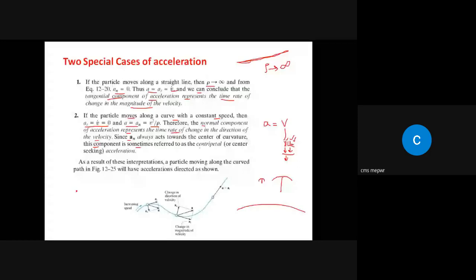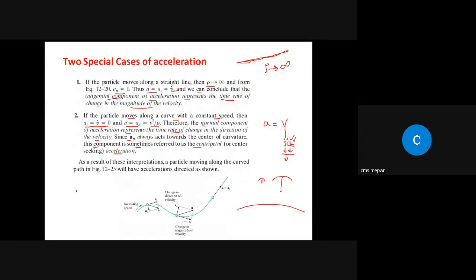You know centripetal force and centrifugal force, right? So the acceleration caused by the centripetal force is basically known as centripetal acceleration, or the acceleration which is directed toward the center of the circle is known as centripetal acceleration.